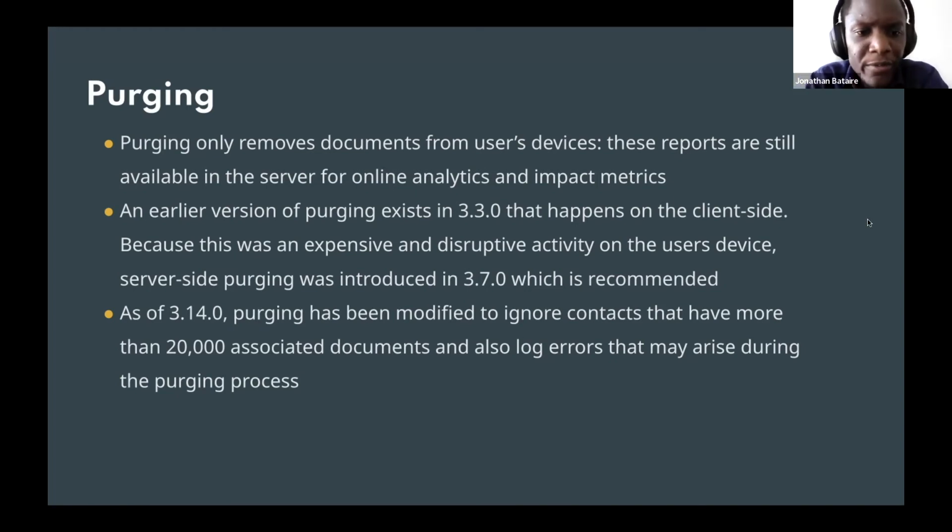So as of 3.14, paging has been modified a bit to ignore contacts that have more than 20,000 documents. This is mainly because if you've implemented paging and you still have contacts with 20,000 documents, then it might imply that your paging rules maybe are not good, and they need to be rectified, as we shall see in the next slide how this might come up. There was also a feature introduced to log errors that may arise during the paging process. So all these are logged somewhere in the database.